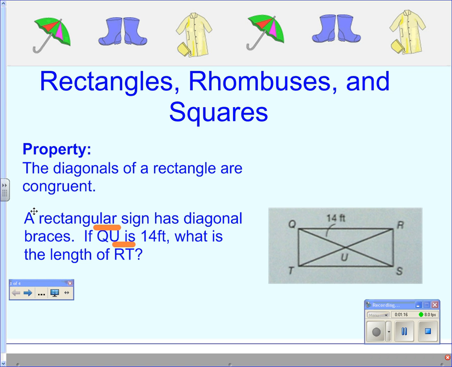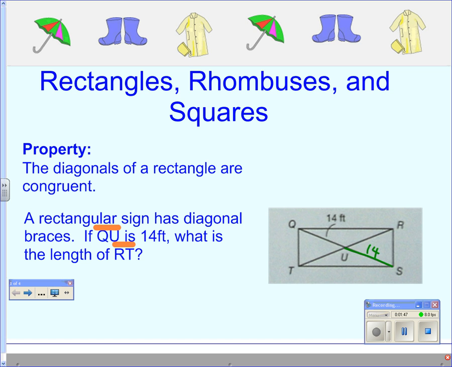It tells us QU is 14 feet, and then we're supposed to find the length of RT. Is RT also going to be 14 feet? Why not, Bonnie? Only part of the diagonal is 14 feet. Does that make sense? So what would be this part of the diagonal?